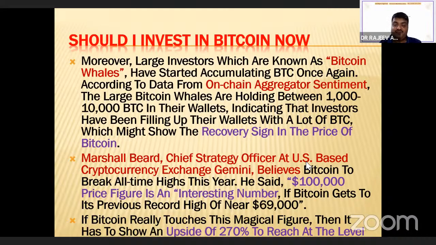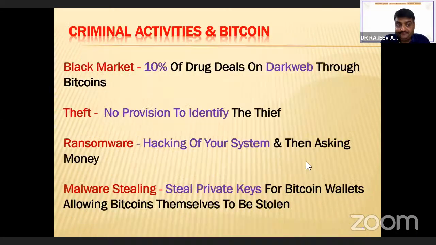Marshall Beard, Chief Strategy Officer at US-based cryptocurrency exchange Gemini, believes Bitcoin will break its all-time high this year. Unfortunately, this has been said for the last 1 year, but it has not broken. He said the level of 1 lakh dollars is an interesting number if Bitcoin gets past the previous high of 69,000. Once Bitcoin breaks that and comes to 70,000, it will reach 1 lakh very fast. If Bitcoin really touches this magical figure, then it has to go upside of almost 270 times of this current level. So that is also a big task.